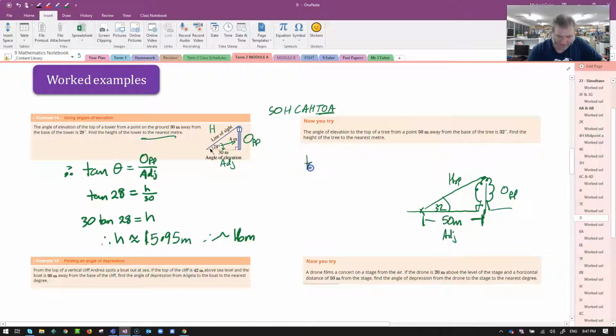So I can start by saying the tan of 32 degrees equals the opposite side. Well, I'm just going to leave it as the opposite side this time, divided by 50. 50 tan 32 equals the opposite side. They want to know to the nearest metre. That's approximately equal to 50 tan 32, 31.24 metres.